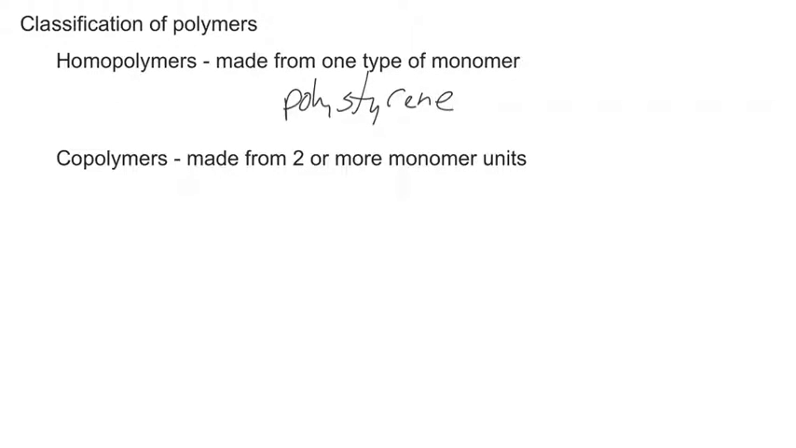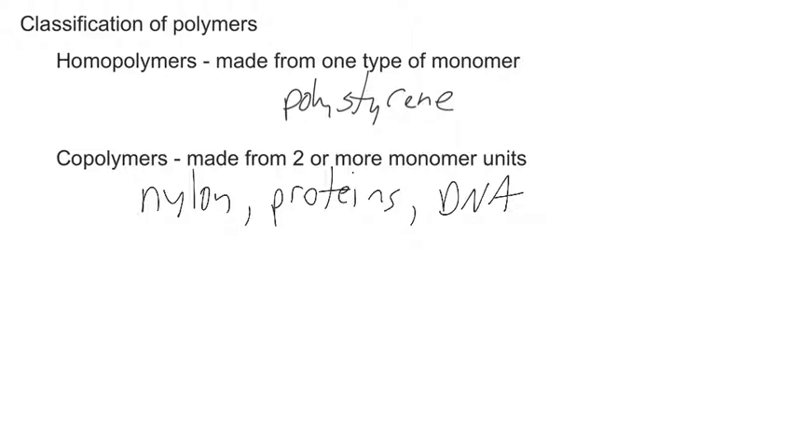That's different from copolymers, which are made from 2 or more different monomer units. An example of that would be something like nylon. Nylon is made up of 2 different monomers, but also proteins, which I talked about before, that are made up of 20 different amino acid groups, or things like DNA and RNA, which are made up of 4 different groups. All of those are copolymers because they're not made up of all the same one repeating unit.